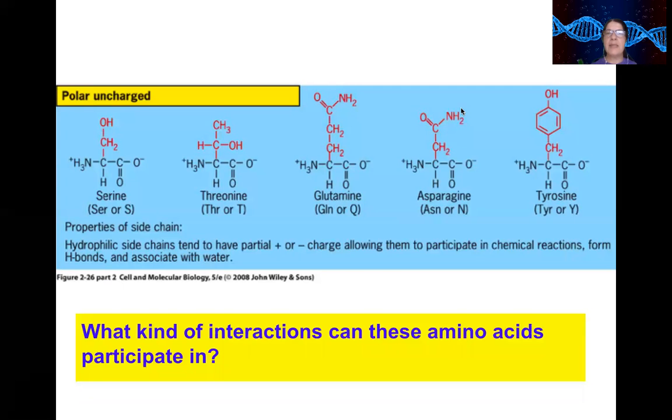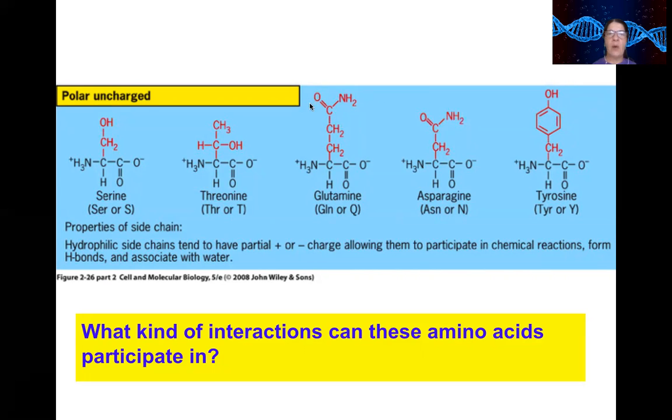Both of these are polar. So the carbon forms a polar covalent bond with the oxygen, and the carbon and the NH2 group, we know it's a polar amino group. So an amino group and an aldehyde group, both of them are polar. So the whole side chain is actually polar, even though it's not charged.